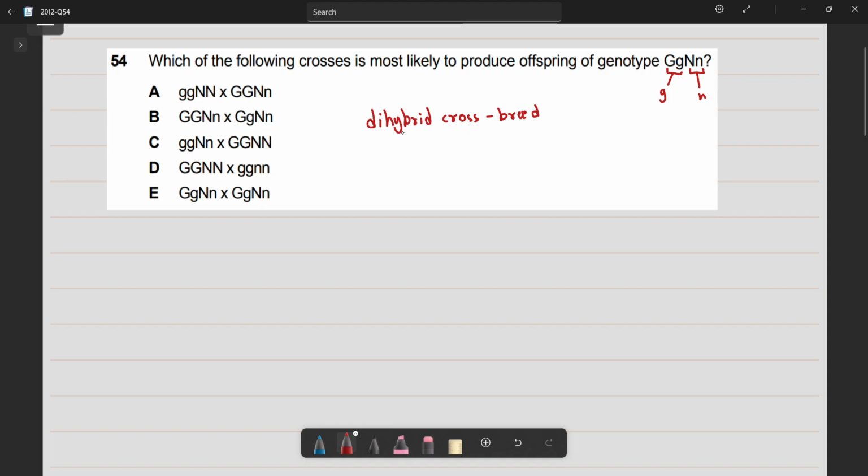So the simple definition of the dihybrid crossbreed is that there's involvement of two genes, each having two different alleles. That's the most crucial thing about the crossbreeding. There are two genes involved, and they are crossbred with two genes, so they produce certain offspring also having the two genes.